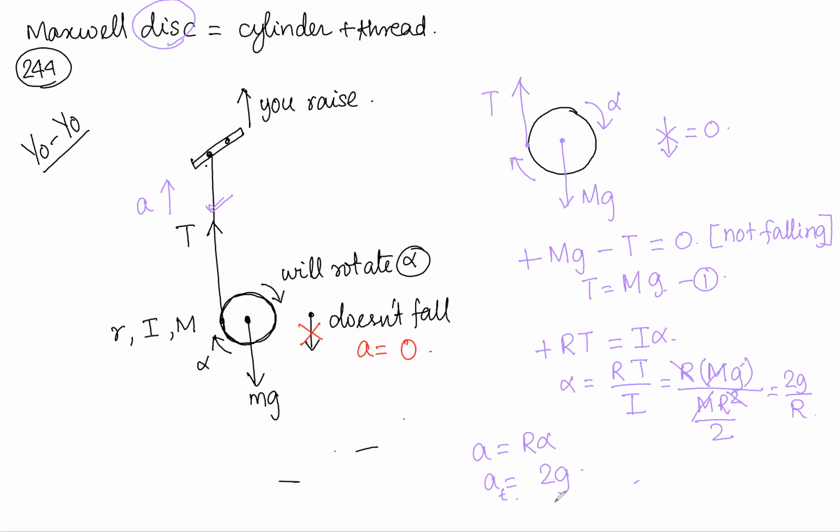What is connected to the thread? The bar that you're holding. So the acceleration of that bar has to be equal to 2g. So there are two answers to this question. The first answer is, what is the value of tension in the thread? The value of tension in the thread, as we just found out, is equal to m into g. It is equal to the weight of the cylinder. And what is the acceleration of the thread? The acceleration of the thread is equal to 2 into g. Okay, it's equal to 2 into g. Samajh aaya, did you get it?